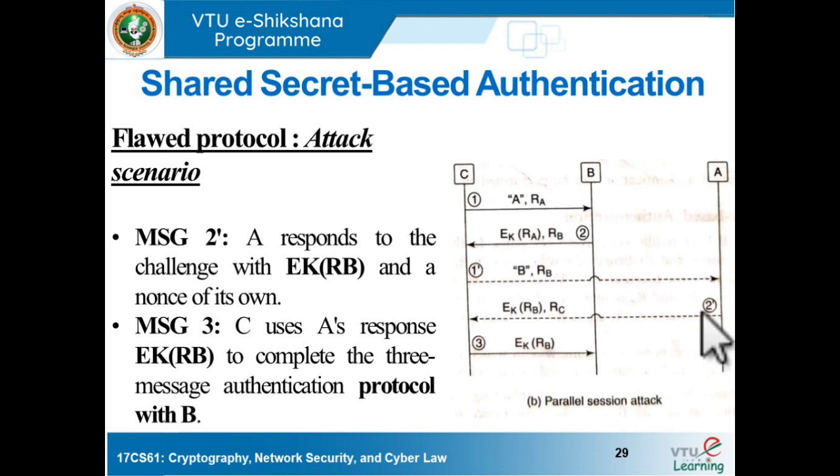Now what does A do? A will send back a reply to B, but actually it is received by C. Now what does this reply contain? It contains RB, the nonce which was sent by C to A saying that it is B, and then this is encrypted, and it also sends a new challenge RC.